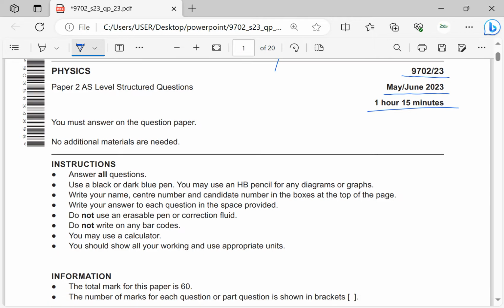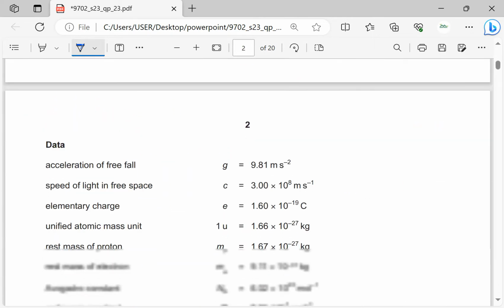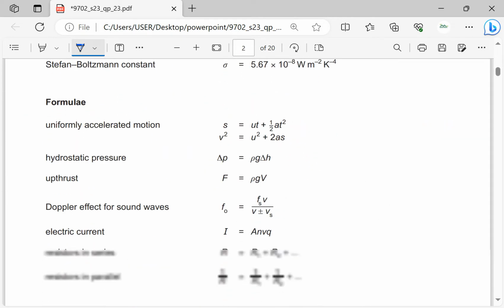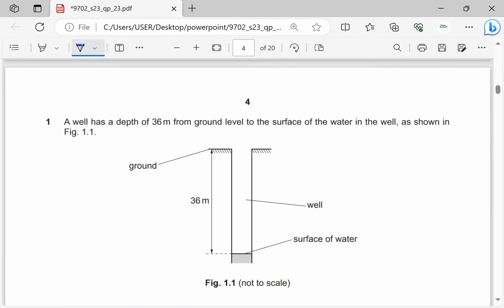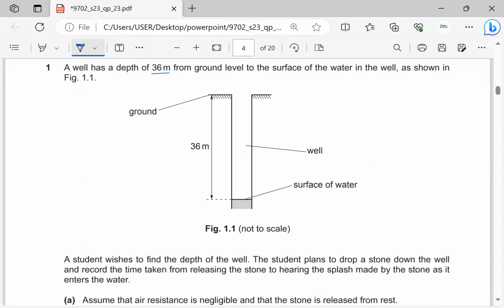So without wasting time, I would like to take you to the questions. Let's go to question number 1. A well has a depth of 36 meters from ground level to the surface of the water in the well, as shown in the diagram. A student wishes to find the depth of the well. The student plans to drop a stone down the well and record the time taken from releasing the stone to hearing the splash made by the stone as it enters the water.